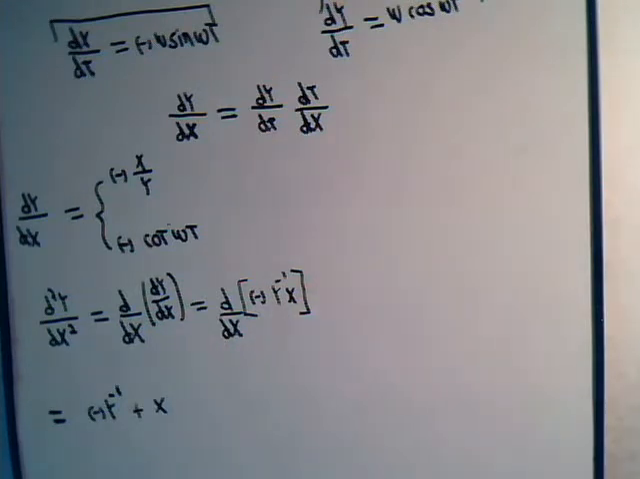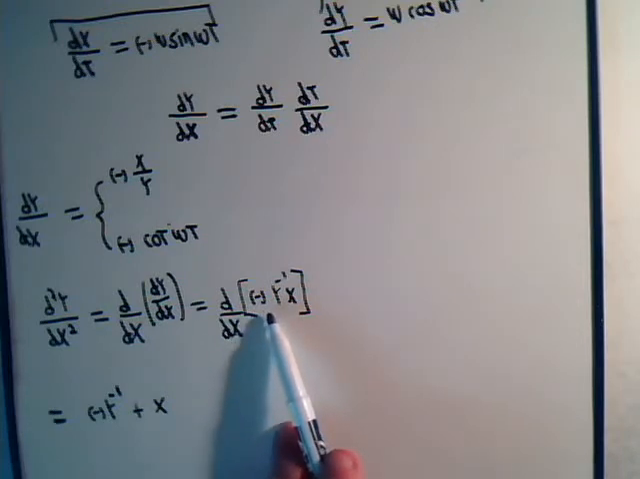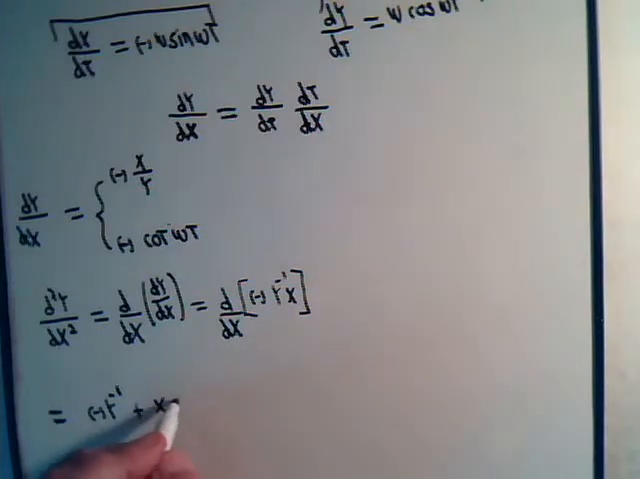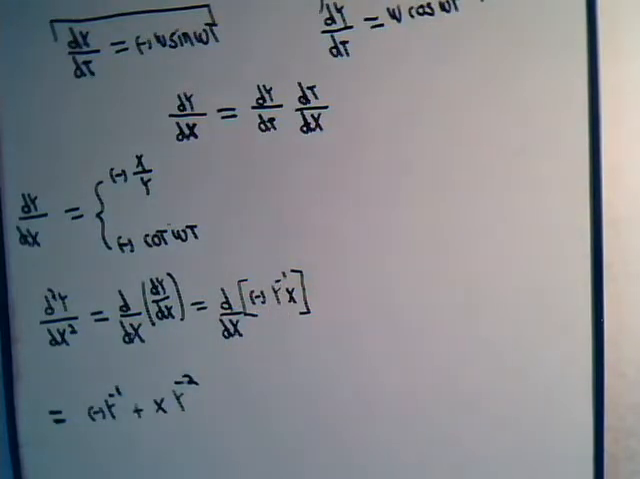And that's going to be, take the minus 1 down from here. We're going to have minus 1 times minus 1, so it will be plus, and then we'll have times y to the minus 2 power. The new exponent is going to be negative 1 minus 1. Negative 1 plus negative 1 is negative 2. But it's going to be y to the minus 2 times dy/dx.